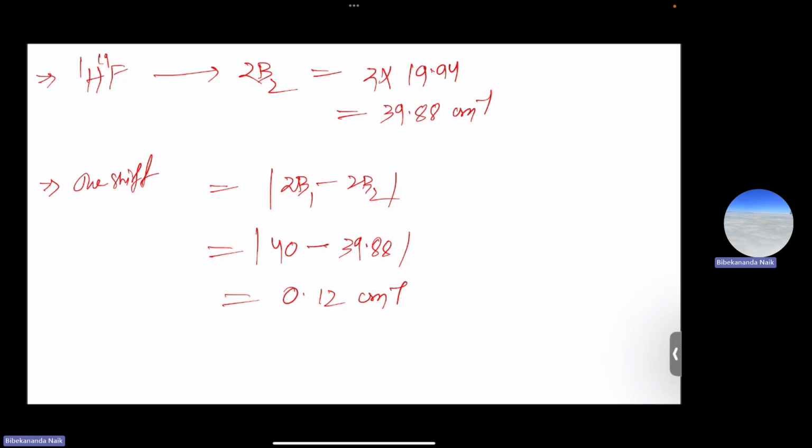So if you calculate the actual shift, it will be 40 minus 39.88, which is 0.12 centimeter inverse. So I hope this is clear to everyone. And now we will move to the next one.